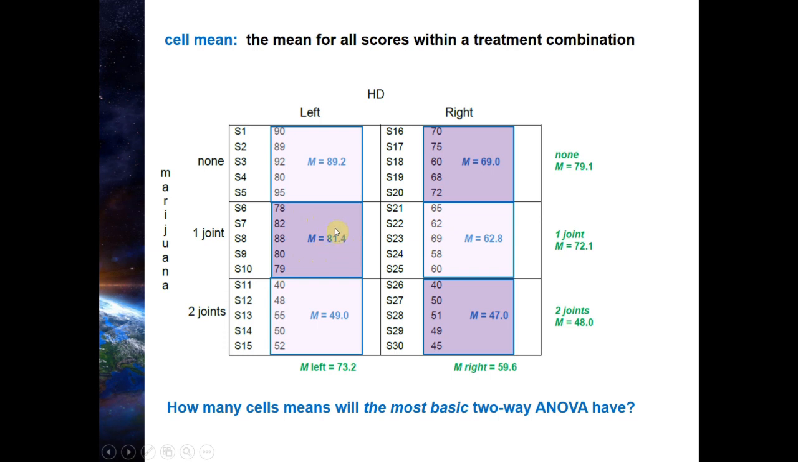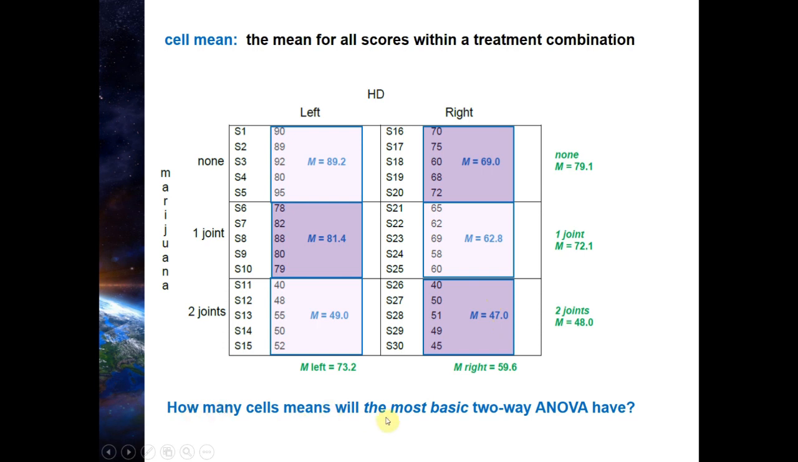So we could say that the cell mean, 81.4, is the mean for the combined effect of left and one joint. Over here, this cell mean, 47.0, would be the mean for the treatment combination of right and two joints. All right.